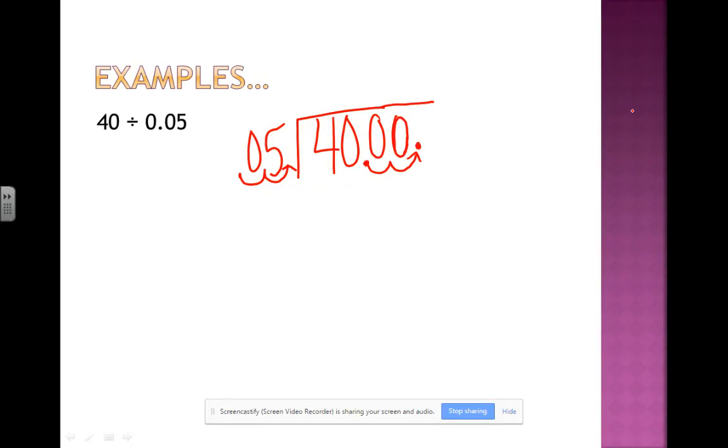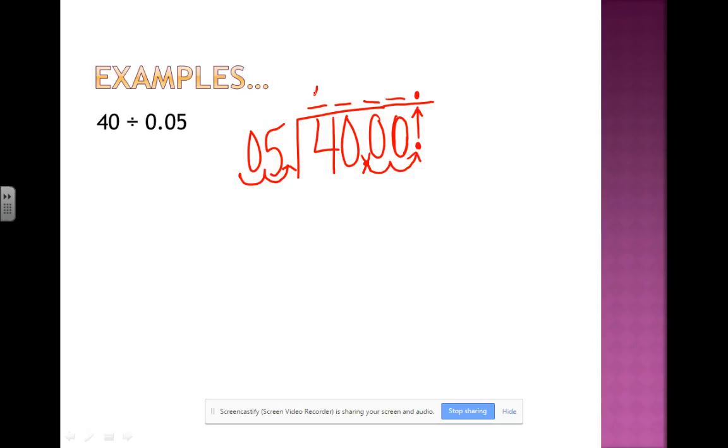Now, my decimal is now over here. It is no longer in between this 0 and this 0. It's over here at the end. Now, I'm going to move that decimal up into my quotient, and I'm going to divide like normal. I no longer have 5/100ths. I now have just the whole number 5.